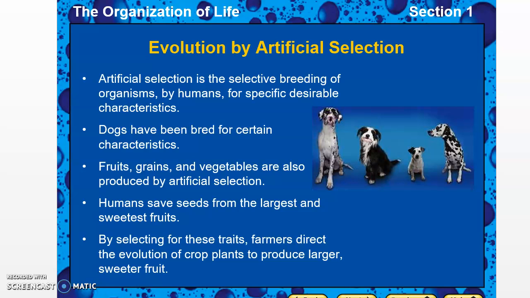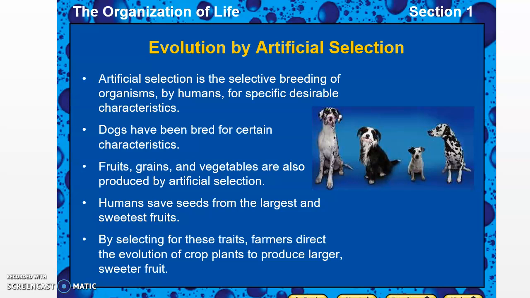They also do this with fruits, grains, and vegetables. If you've ever seen bicolored corn, that's not natural in nature. Sometimes it happens accidentally, but farmers took a white ear of corn, bred it with a yellow ear of corn, and now you have bicolored corn.